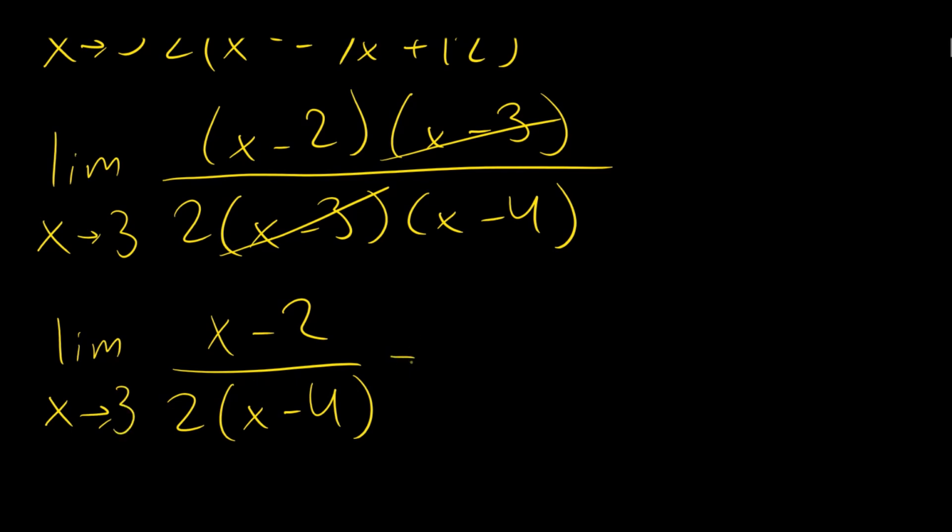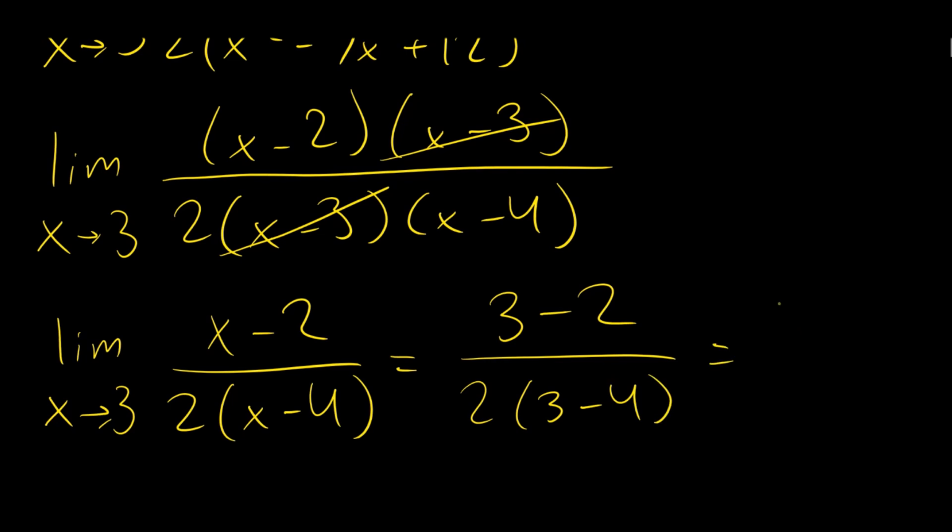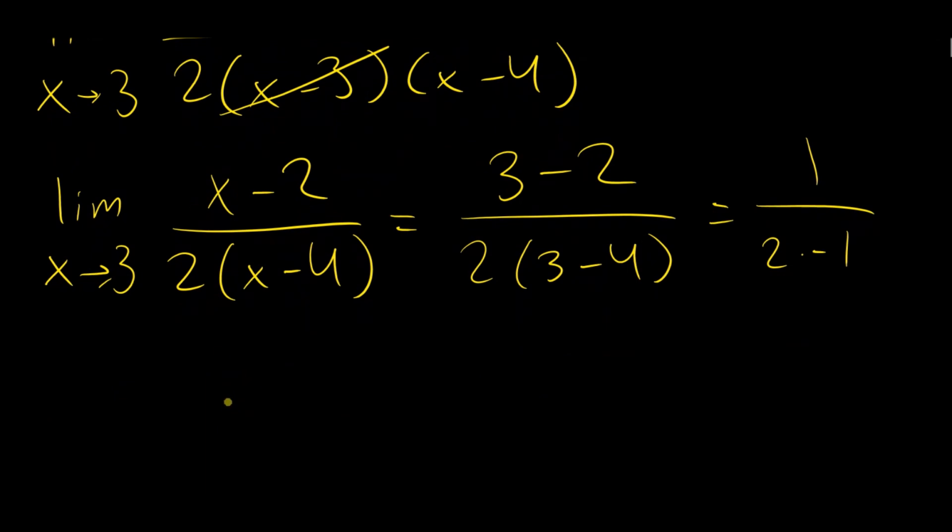So then when we just plug in that 3, well, we end up with 3 minus 2 divided by 2 times 3 minus 4. So that's a 1 divided by 2 times negative 1. And so ultimately, we just end up with a negative 1/2. And that ends up being our final answer.